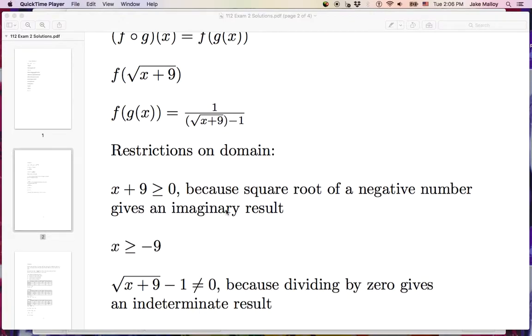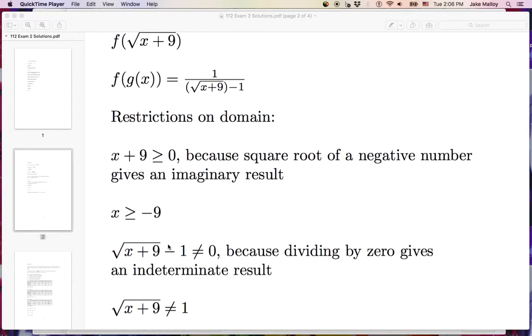And since we're not wanting those in this case, we need to restrict x plus 9 to being only greater than or equal to 0. Okay, it can be equal to 0. We can take the square root of 0, and that's just fine. Okay, that quickly shows us that our x's have to be greater than or equal to negative 9.